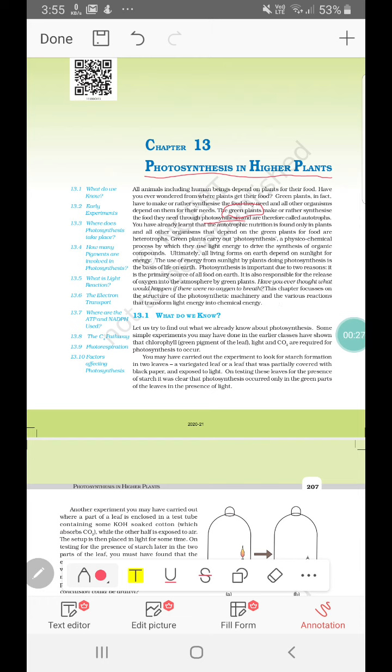So actually, photosynthesis is very important for two reasons. Firstly, it is the primary source of food on earth, and secondly, it is responsible to release oxygen, which is very much important for human beings and other organisms to survive.